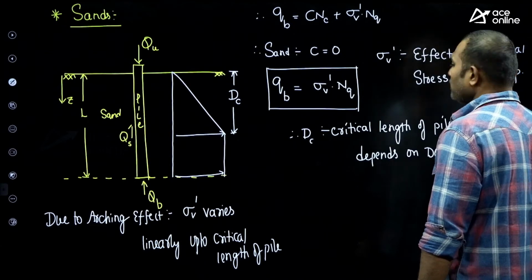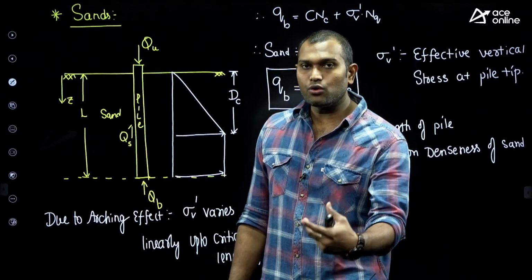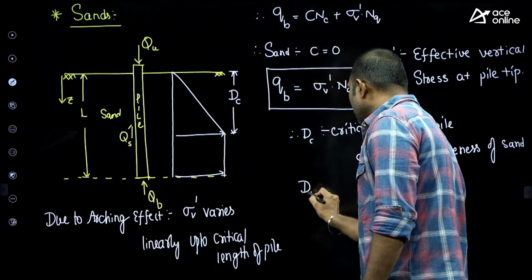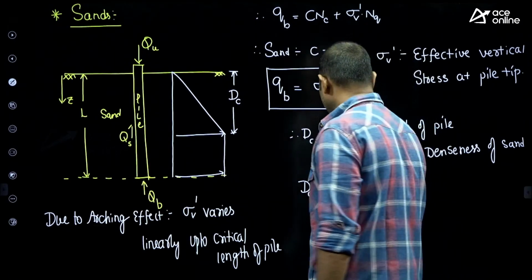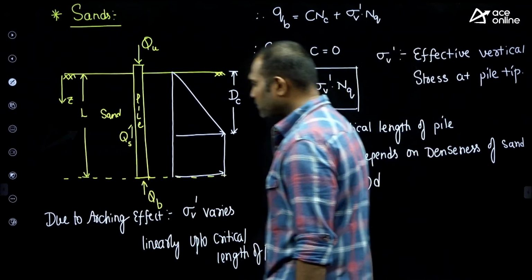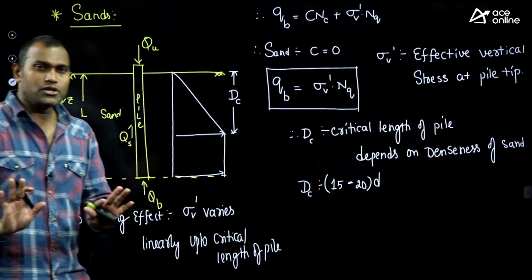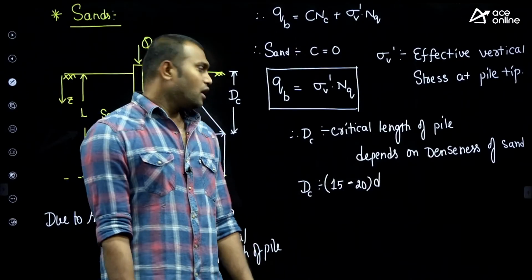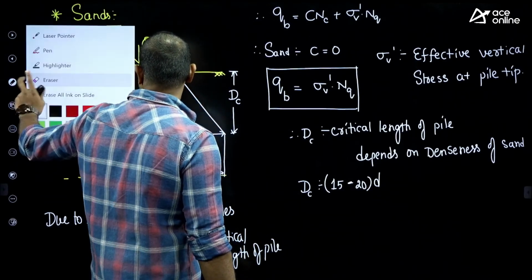The critical length of the pile depends upon the denseness of the sand. For loose sand it is different, for dense sand it is different, and that critical depth is around 15 to 20 times the diameter of the pile, D. Mind you, in the GATE examination, don't assume the Dc value. Now, if you see from here, what is the vertical stress?